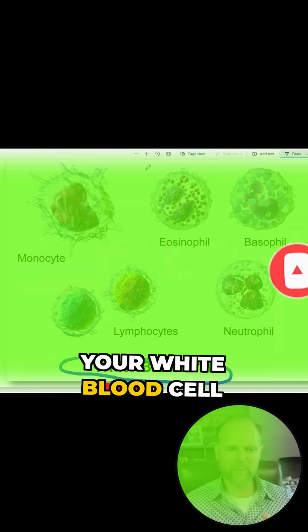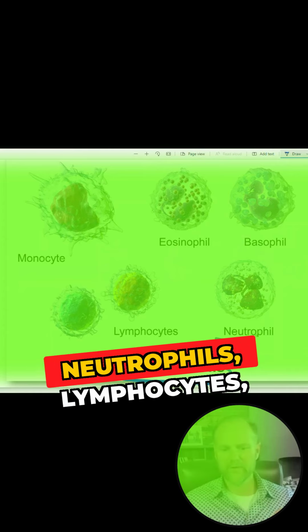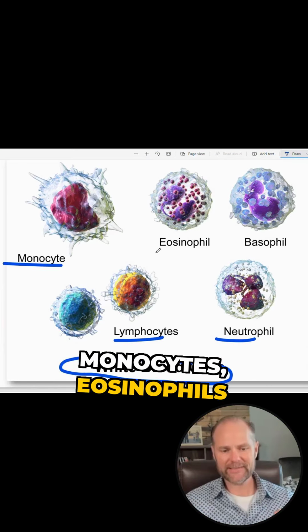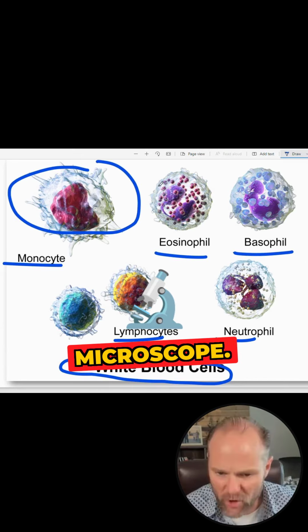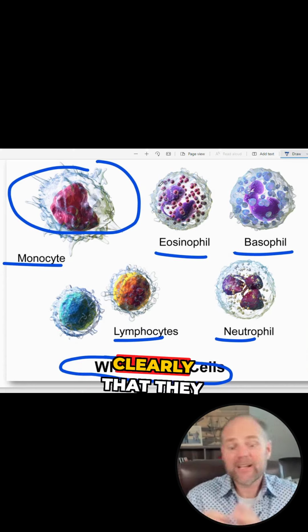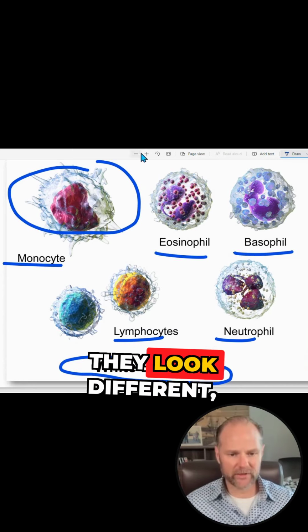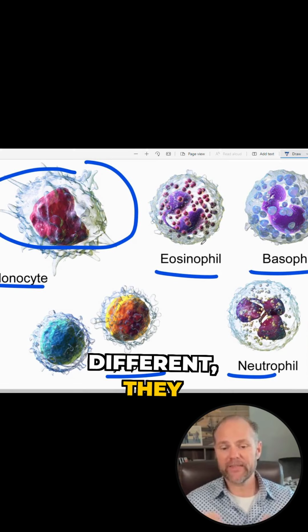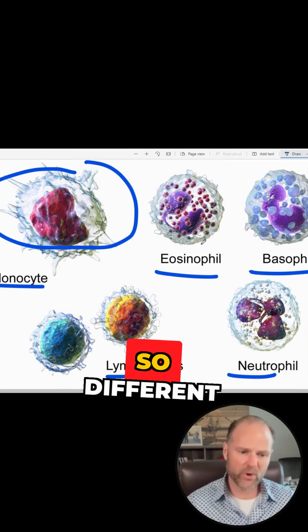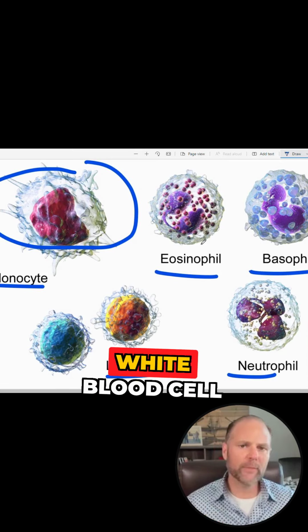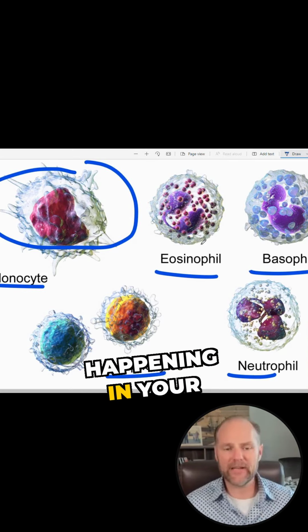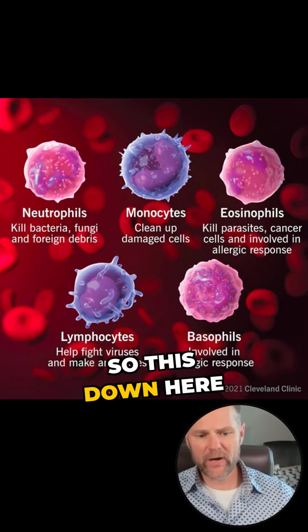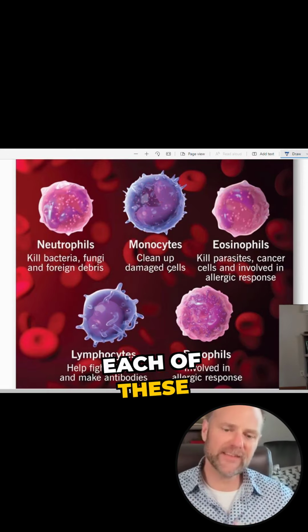Now, when we look at your white blood cell count, the neutrophils, lymphocytes, monocytes, eosinophils, and basophils, this is kind of like what they look like under the microscope. So you can see clearly that they are different. They look different, and when they look different, they actually have different functions. So different components of your white blood cell in your body do different things depending on what's happening in your body. So this down here breaks down what each of these things do.